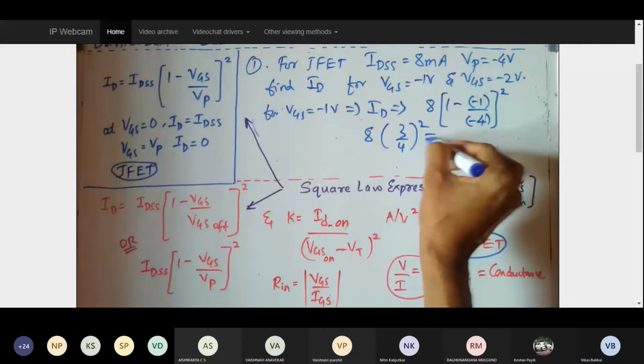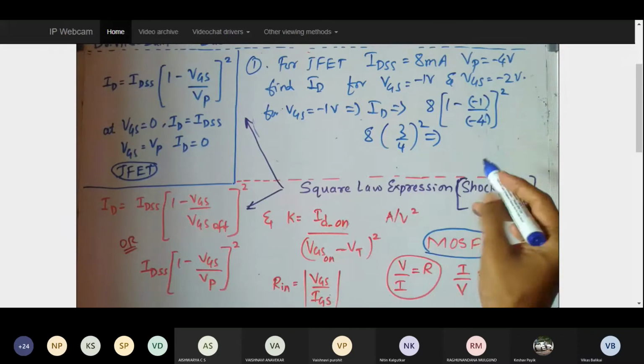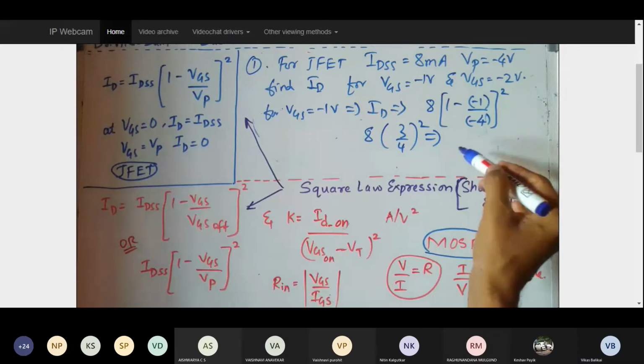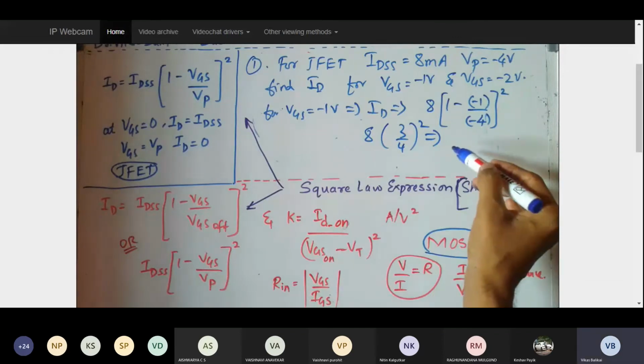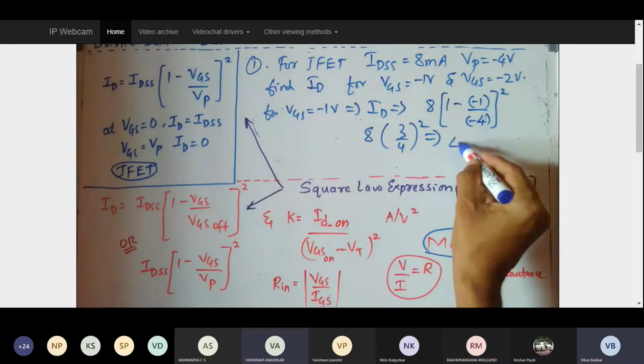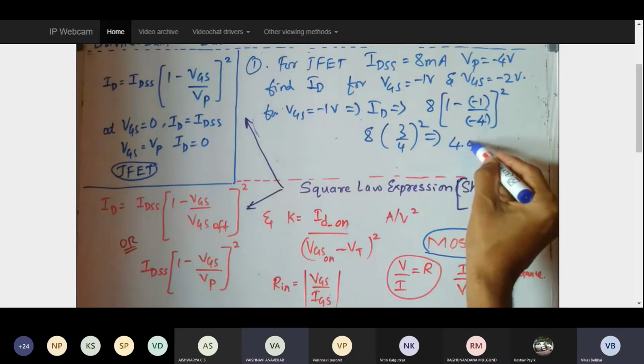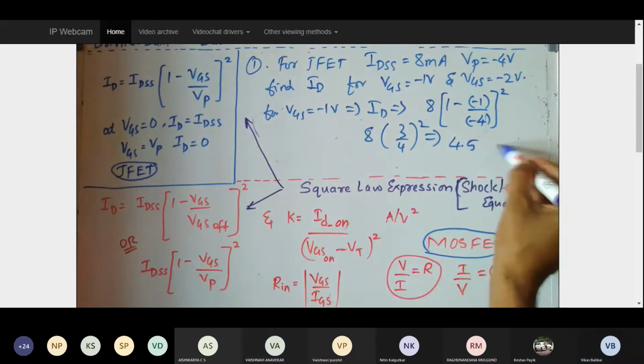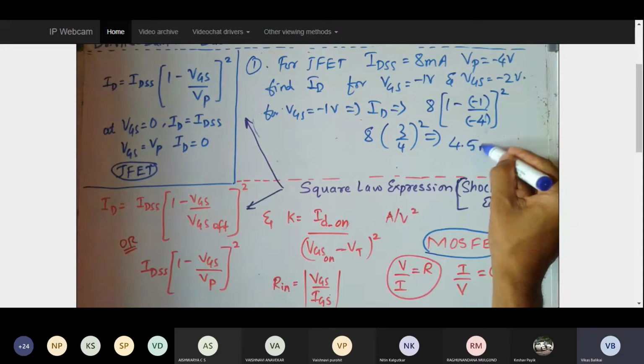Next one, calculate and let me know. 4.5. 4.5 milliampere. Milliampere, do not forget that. Now I'll tell you how I obtained this entire thing.